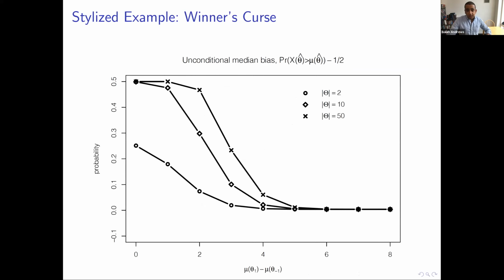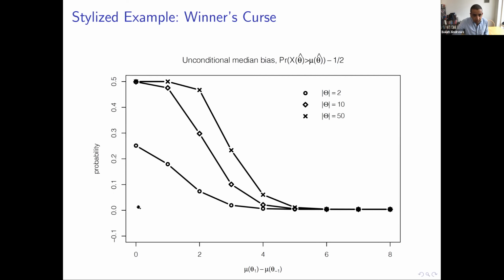So first, we could think about the overestimation probability. In this plot, on the horizontal axis, I've got mu theta 1, the effectiveness of the first treatment, minus mu theta minus 1, the effectiveness of the remaining treatments. On the vertical axis, I'm showing the overestimation probability minus a half. So the probability that our estimate for the effectiveness of the recommended treatment exceeds its true effectiveness, minus a half.